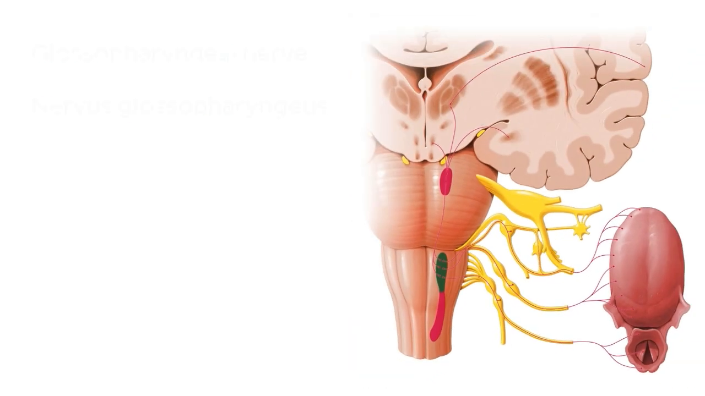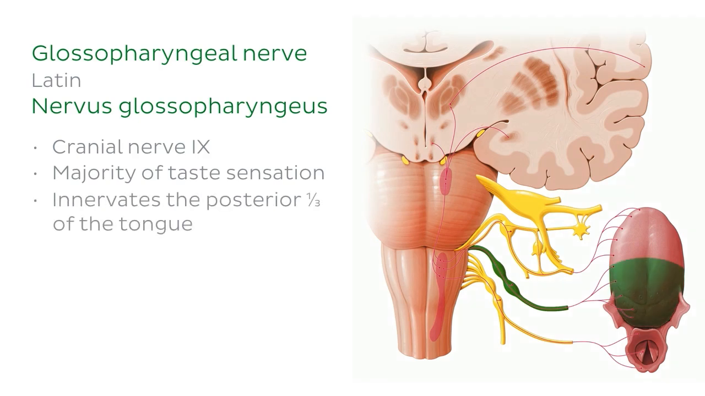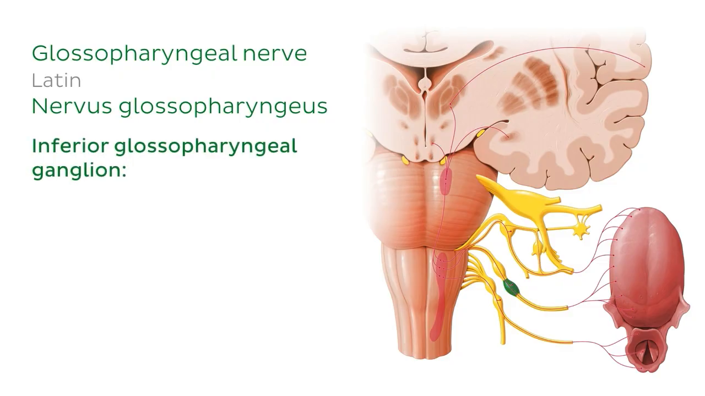The glossopharyngeal nerve, which is our cranial nerve 9, is very important in this tutorial because it's responsible for the majority of taste sensation. This is because it innervates the posterior third of the tongue, including the vallate papillae, which, if we remember back to our previous slides, house the majority of the taste buds. From the taste buds, nerve signals are transmitted in the lingual branches, which travel towards the jugular foramen. The inferior glossopharyngeal ganglion, also known as the petrosal or the petrous ganglion, contains the sensory cell bodies, and it is situated just below the jugular foramen.